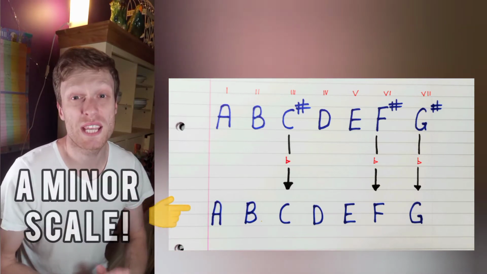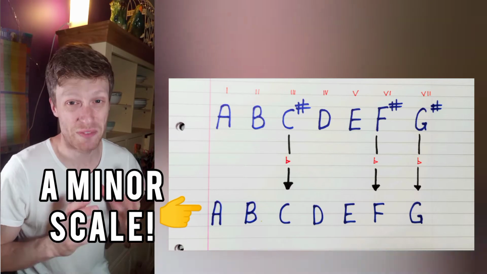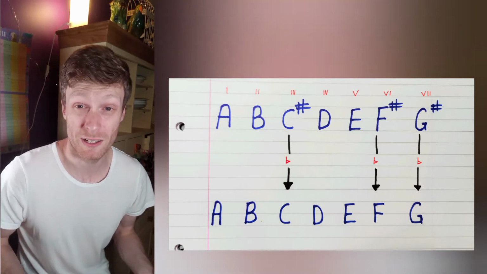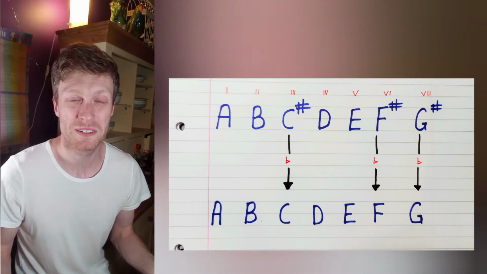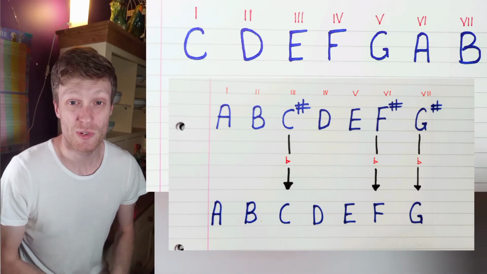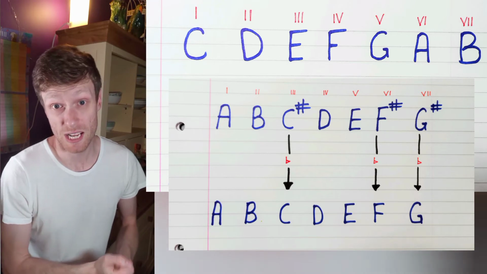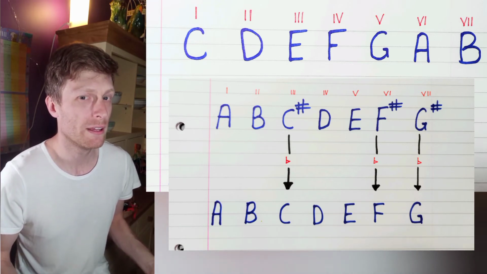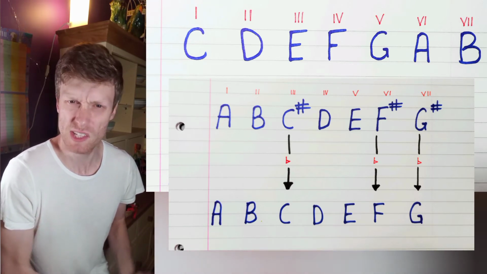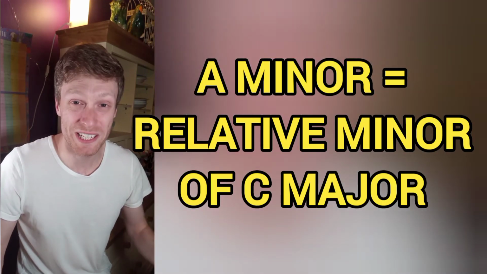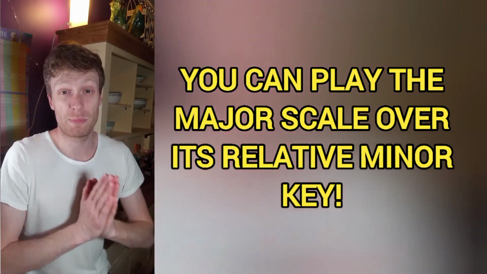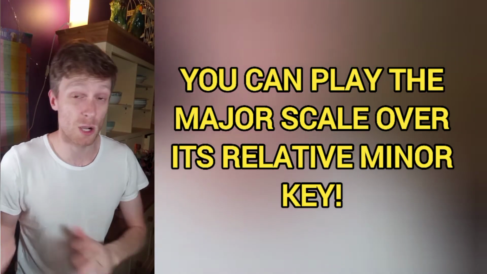If you flatten the 3rd, the 6th, and the 7th note of the A major scale, you've got an A minor scale. If you just remember that as you're playing it, you now know 2 scales. If C major has the notes C, D, E, F, G, A, B, and A minor has the notes A, B, C, D, E, F, G, the same notes, A minor is the relative minor of C major. Play the C major scale over something that's in A minor. It applies to all your keys. If you've got a major scale, it's got a relative minor.